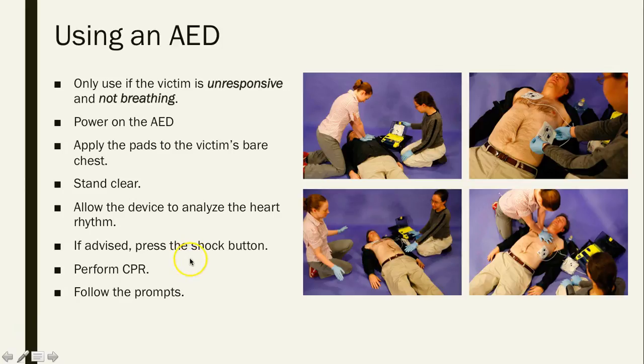As soon as you're done, it will prompt you to begin CPR. You're going to start right back up with CPR after that first shock, and that machine is going to continue to prompt you through the system. It's going to tell you give 30 compressions, give 2 rescue breaths. Then after it's had a chime, it's going to reanalyze the heart, and it might call for you to push the button and give another shock. And you're just going to continue following that machine's prompts until EMS gets there.